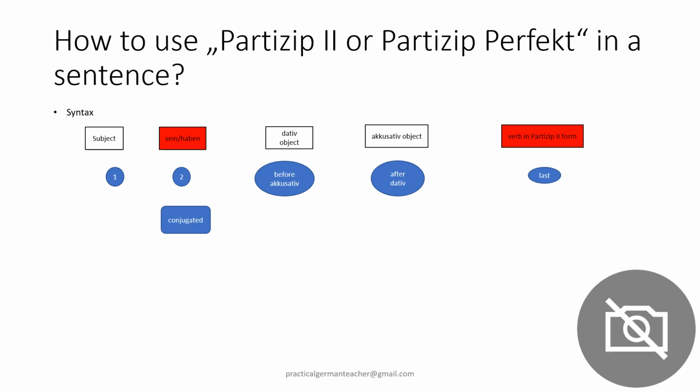Okay. If you have been paying attention, then you must have realized that two new features for describing past when you use Partizip zwei are the use of the verb sein or haben and the verb itself in Partizip zwei form. By the way, in this scenario, the verb sein or haben is referred to as Hilfsverb, meaning usually helping verb.